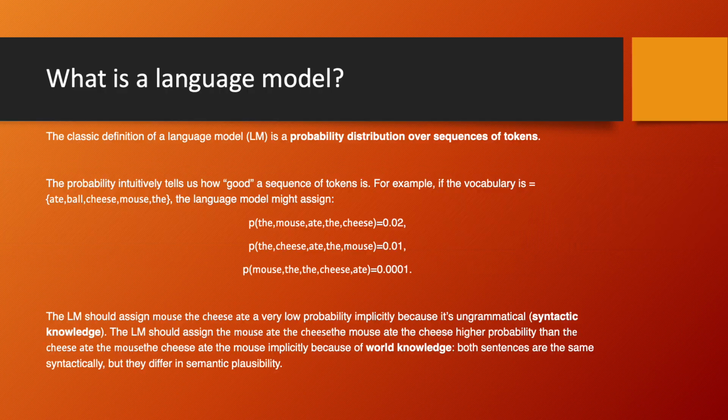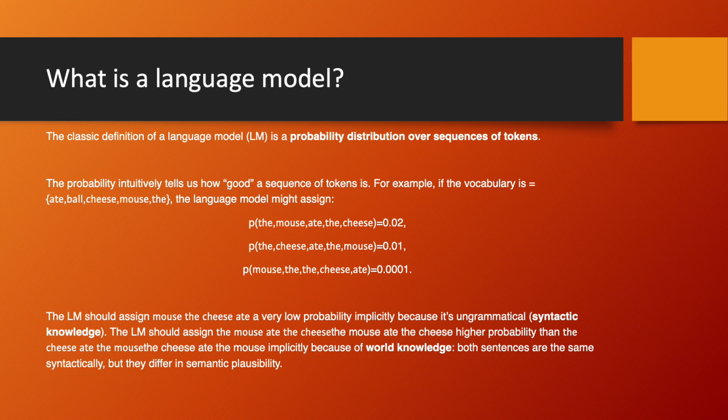So here we go. Okay, let's start with asking the question, what is a language model? The classic definition of a language model is a probability distribution over a sequence of tokens. The probability intuitively tells us how good a sequence of tokens is.